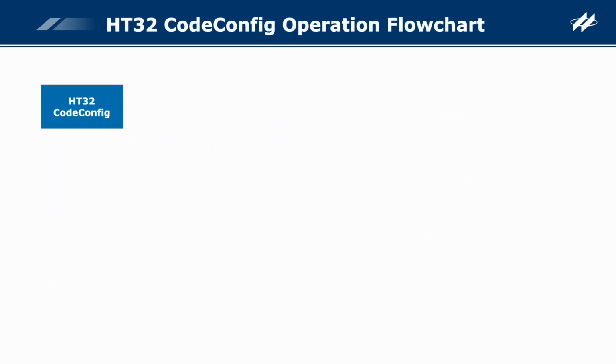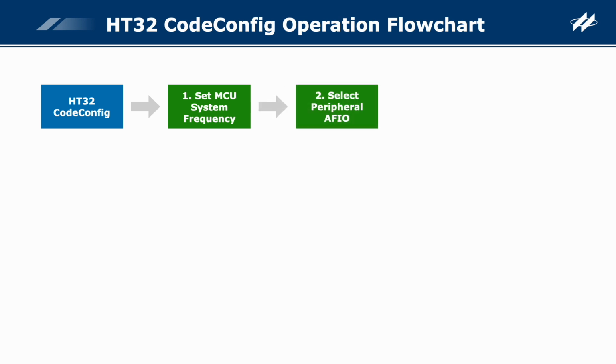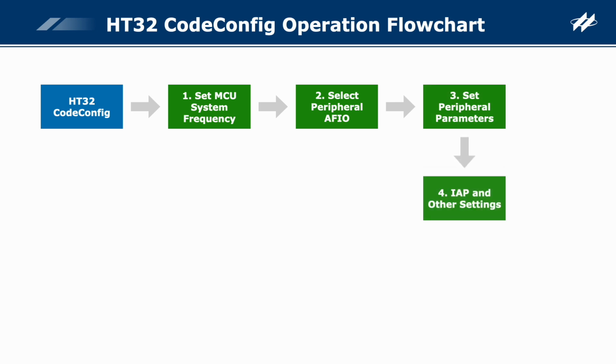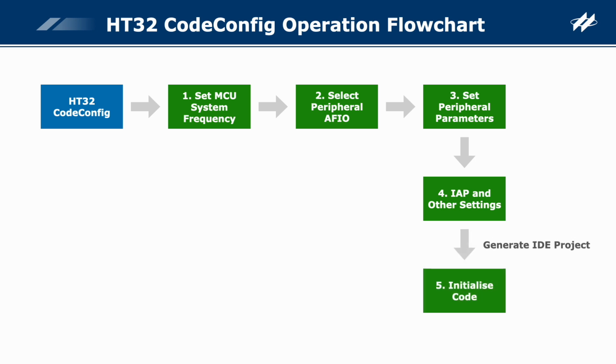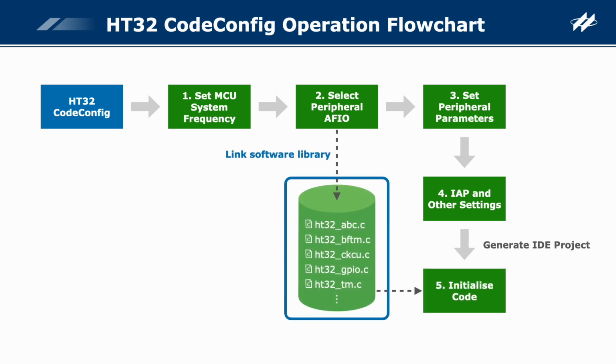The HT32 CodeConfig operation flowchart is shown below. There are mainly 5 steps. 1. Set the MCU system frequency. 2. Select the peripherals required for the project. 3. Set parameters for the selected peripherals. 4. IAP and other parameter settings. 5. Execute generate code to generate the initialization code, link the MCU firmware library and finally produce the Keil MDK, IAR project.